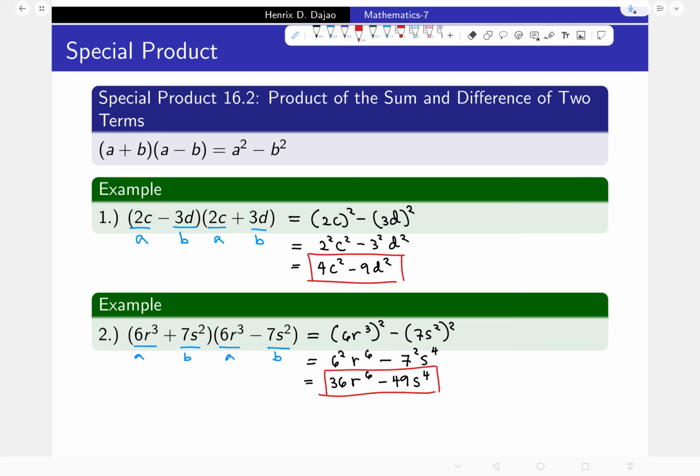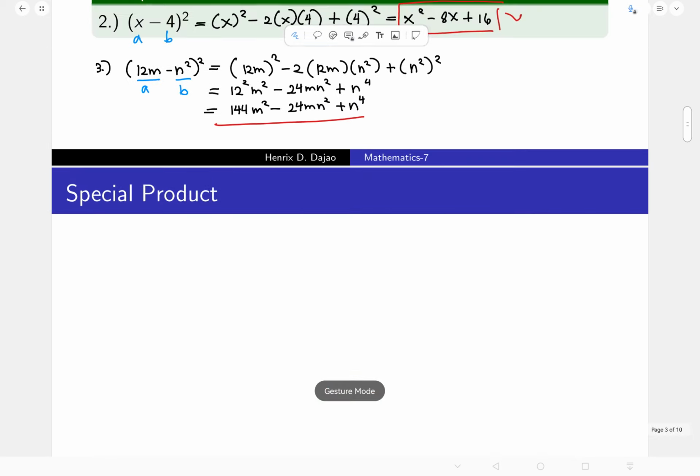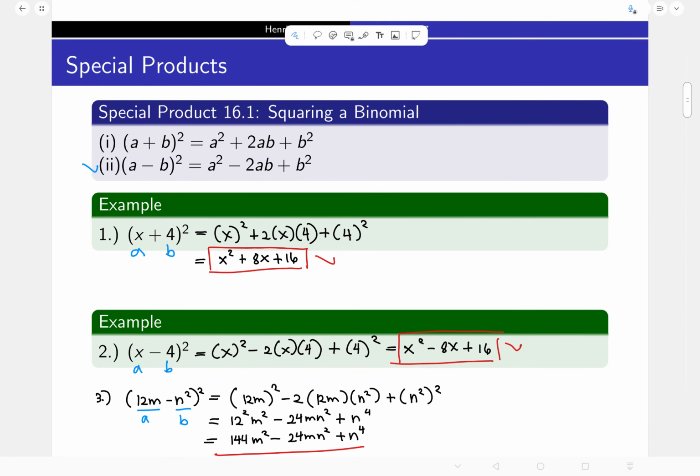Okay, before we end this video or lesson, allow me to explain why it is that the quantity a plus b squared is equal to a squared plus 2ab plus b squared. So allow me to show that one. We will show that the left side is equal to the right side. So we will use the left side, and then we should arrive with the form as indicated on the right side of our equation.